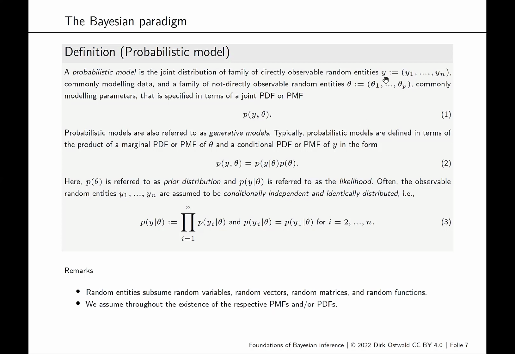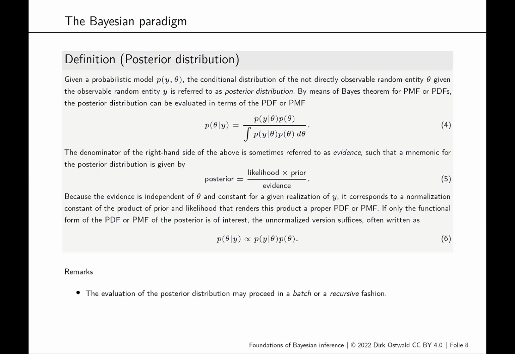I write here random entities because I don't want to be too specific. Sometimes, for example in the general linear model or with multivariate data, your y's are vectors, and then you don't call this a random variable but a random vector. They can also be matrices. Your parameters are often vectors. That's why I call this whole thing a random entity, and one should use a better term for that, although it's also fine. It doesn't matter that much.